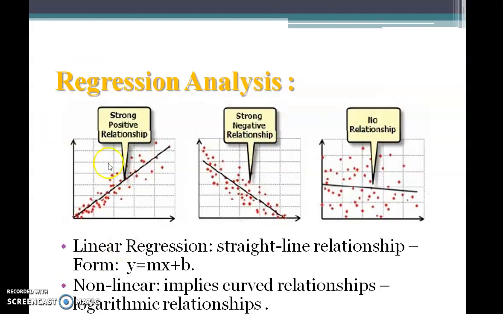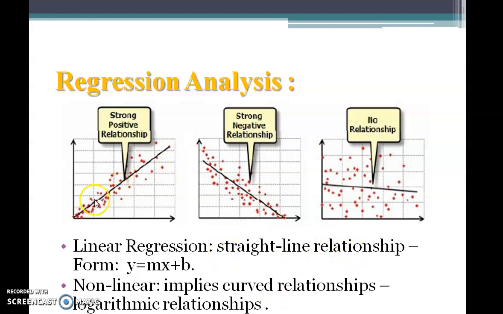So how is the analysis done? As I told you, linear and non-linear. In the linear case there will be a straight line relationship, in the form y is equal to mx plus b. Here y is the dependent variable, m is the weight, x is the independent variable, and b is the error associated with it. Non-linear implies a curved relationship, that is, it will not be a straight line.